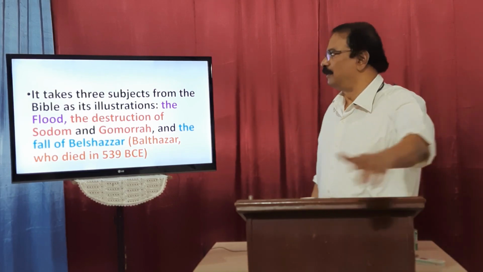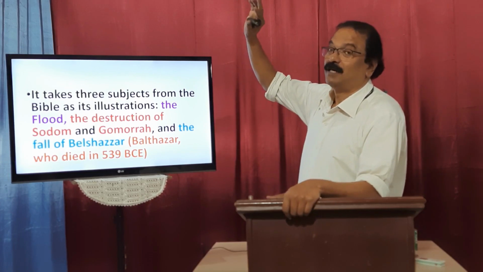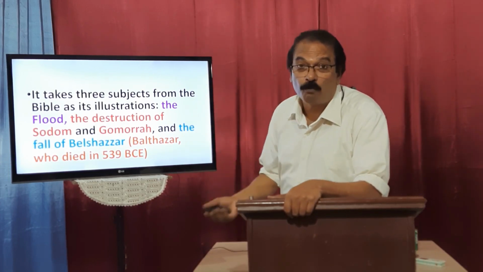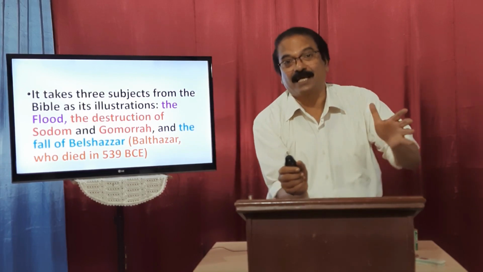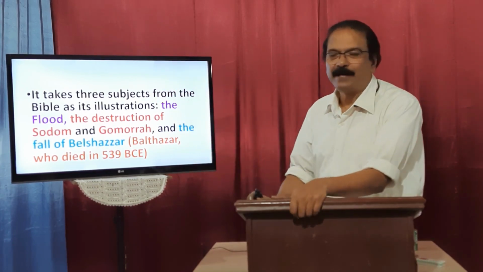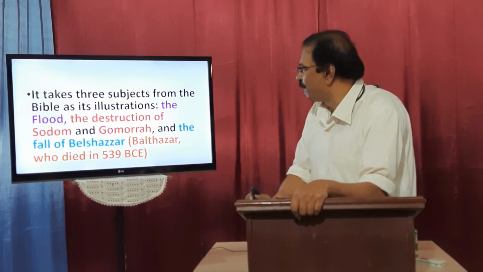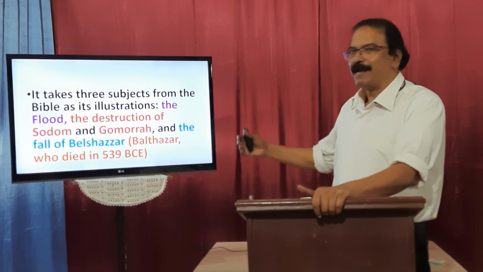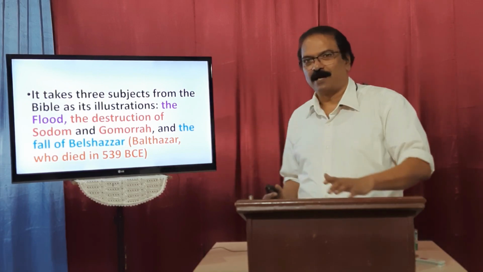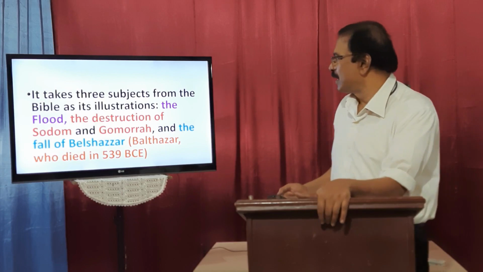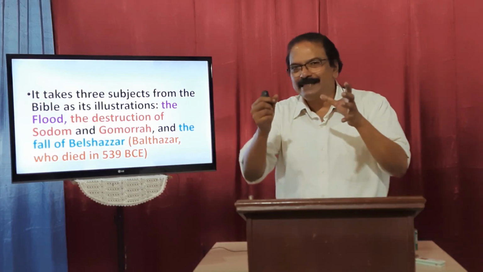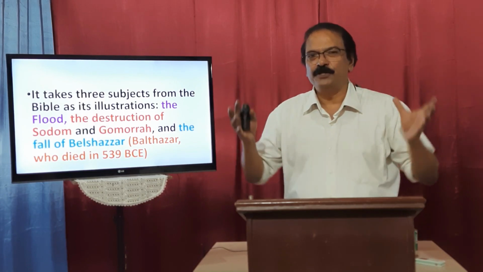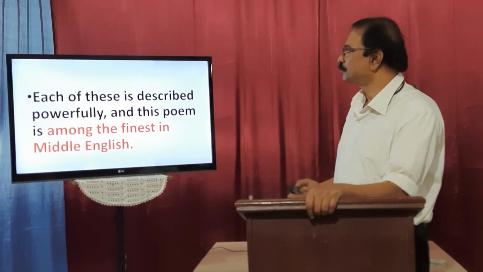It takes the subject from where? From the Bible. You know the flood, Noah's flood. Then the destruction of Sodom and Gomorrah because of the sins committed by the people of that region. And the fall of a king named Balthasar or Belshazzar. The fall of King Balthasar. So, these incidents are taken from the Old Testament and used in the poem Purity.